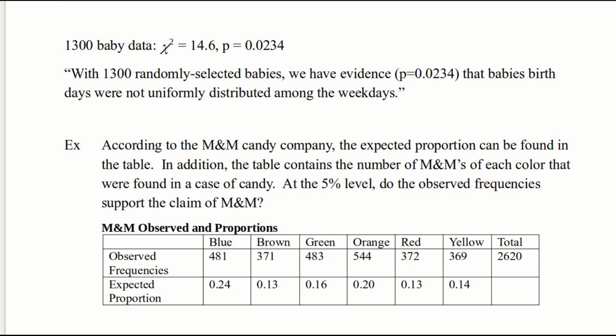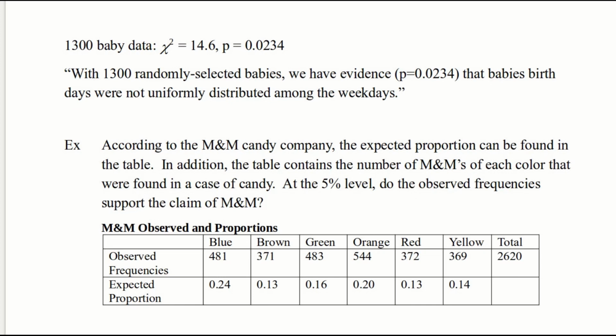Now it's about 2.3% likely that we would have gotten data as extreme as that, given that babies are born equally on each day of the week. So we can say with 1,300 randomly selected babies' birthdays, we have evidence, where p is about 2.3%, that babies' birthdays were not uniformly distributed among the weekdays. We can perform so many tests with so much data that we can see a little bit more sophisticated analysis of that data.